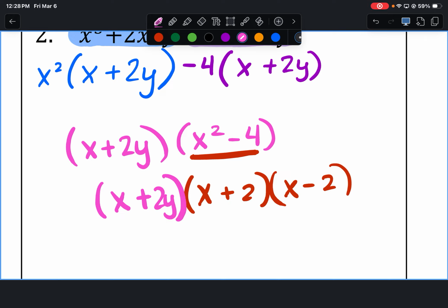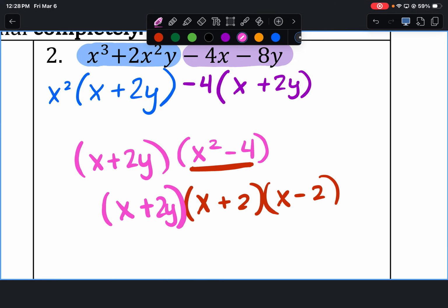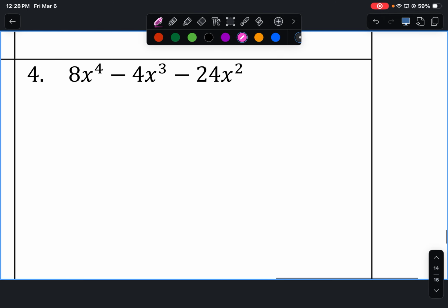Difference of squares like to hide. They're almost never in a problem by themselves. Usually it'll be with a GCF or something else like that. They like to hide. They like to be sneaky. So we're done with this problem now. There's nothing else we can factor. Now let's go ahead and look at question 4.